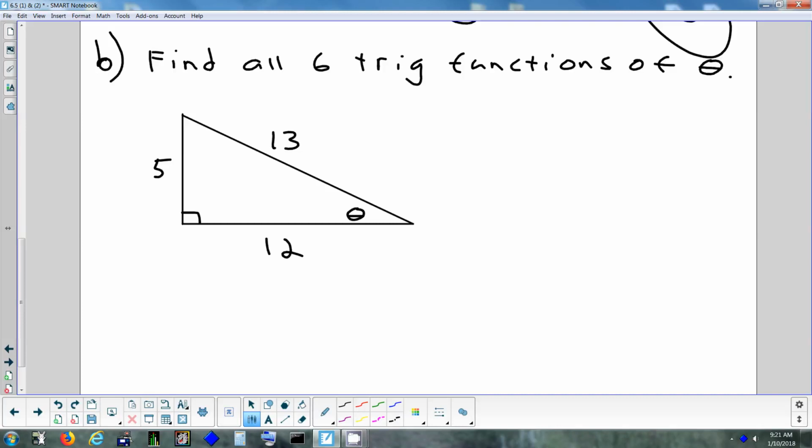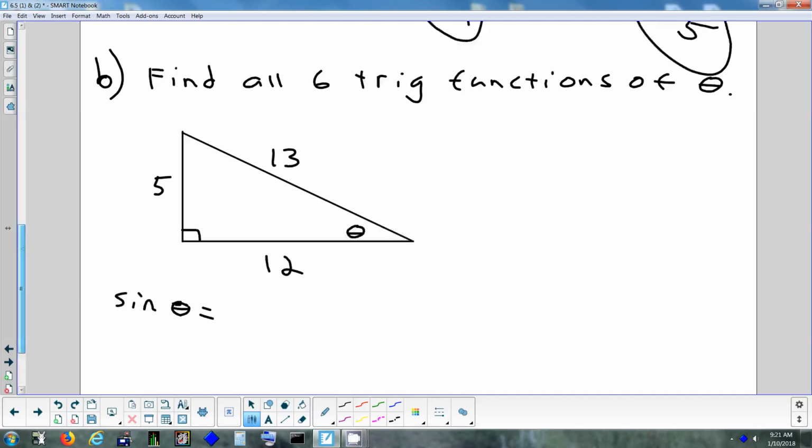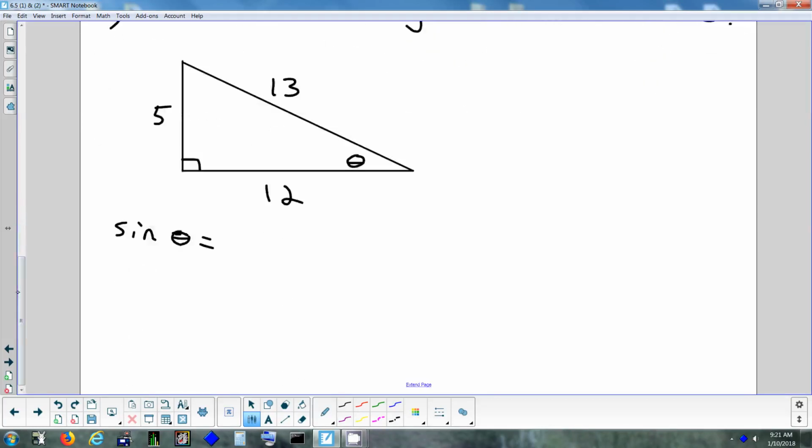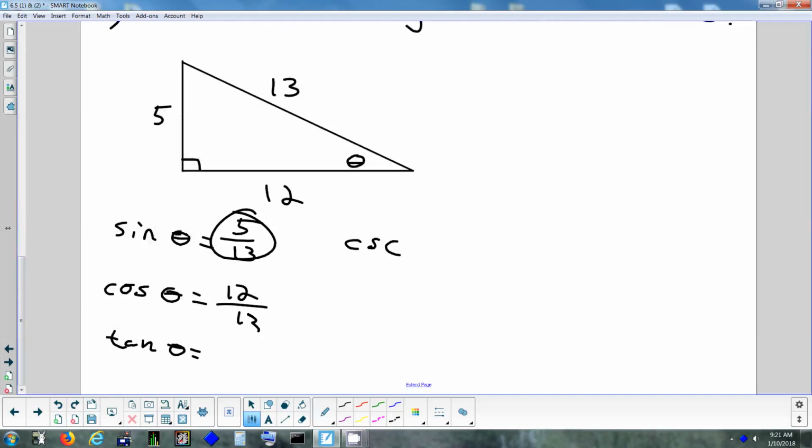All right, so now let's go through our functions. We've got theta in the lower right, so that's our perspective. Sam, what would the sine be? Sine is the opposite over hypotenuse. So it would be 5 over 13. Yep. Trevor, my cosine? 12 over 13. 12 over 13 is perfect.